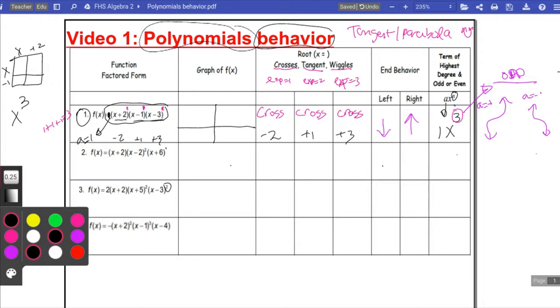So what's the lowest negative? -2. Let's graph it. Plot -2. Check. +1. Check. +3. Check. All right. So we said that we're going to start from the bottom and it's going to cross at -2. Started from the bottom, cross. That means go through the -2.